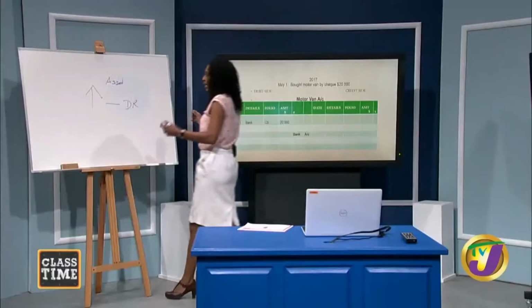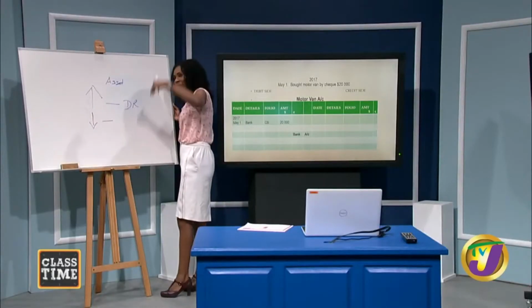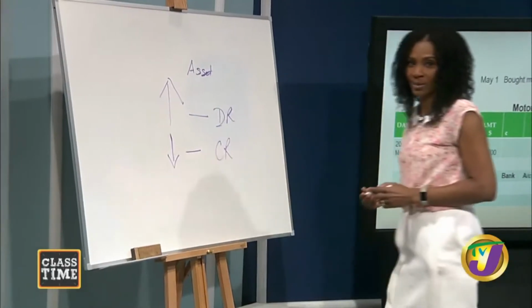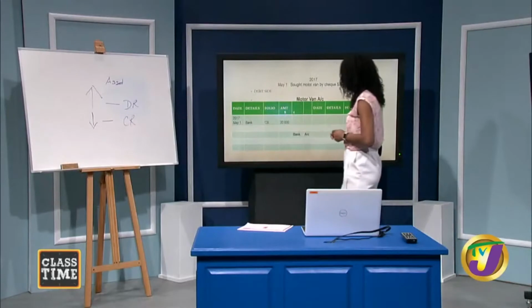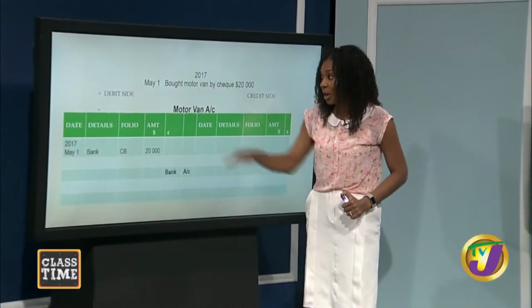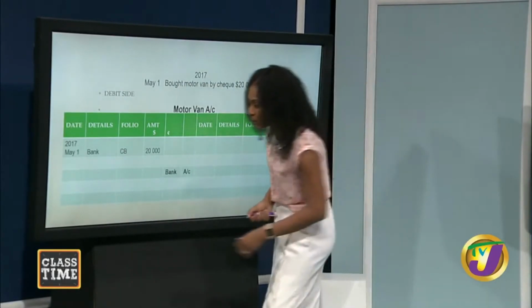What does the rule say again when there's a decrease in asset? Whenever there's a decrease in asset, we will do what? Credit the account. Good. So it simply means that we're going to record the same transaction on the credit side of the bank account. Let's see how we will do this quickly.